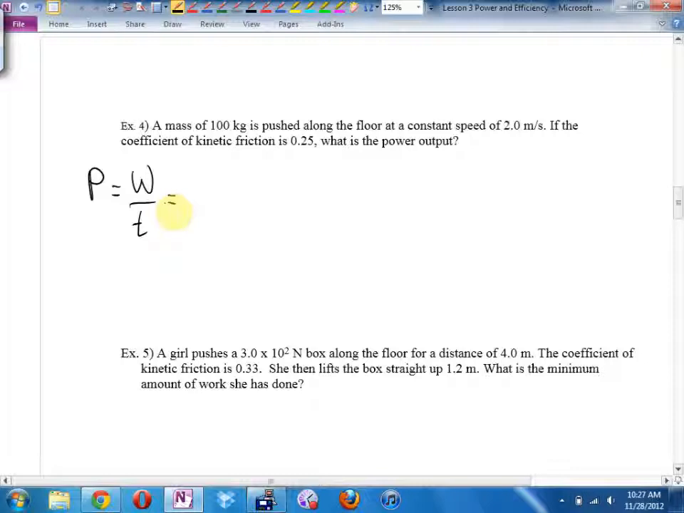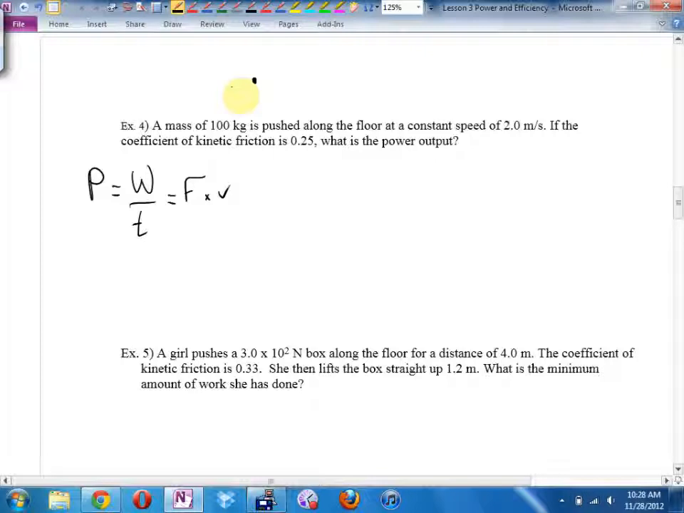Do you see a time here anywhere? No? Diana, do you see a constant speed again? I think they're going to want me to say that power is force times velocity. Mr. Dewick, they didn't mention a force. Because I see a coefficient of friction, I think we better free body diagram. Let's represent the mass with a dot.